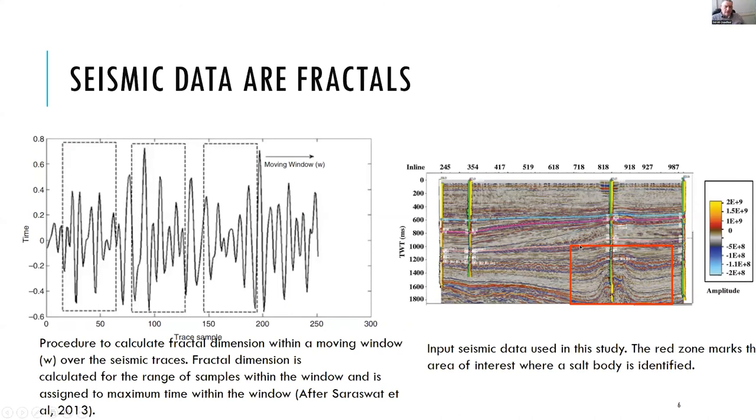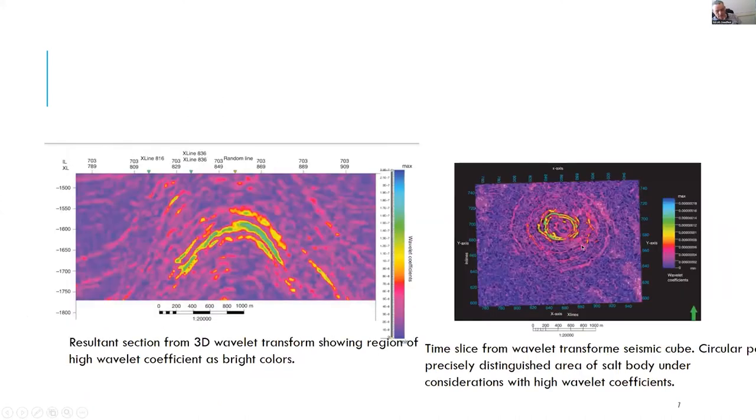Seismic data are fractals. After Strauss et al. 2003, the seismic data are fractal, and we can extract a lot of things from seismic data using fractal analysis. In this case, on the left half of the screen, the authors show a procedure to calculate the fractal dimensions. On the right side is a seismic section, where the authors highlight a salt dome using the fractal analysis.